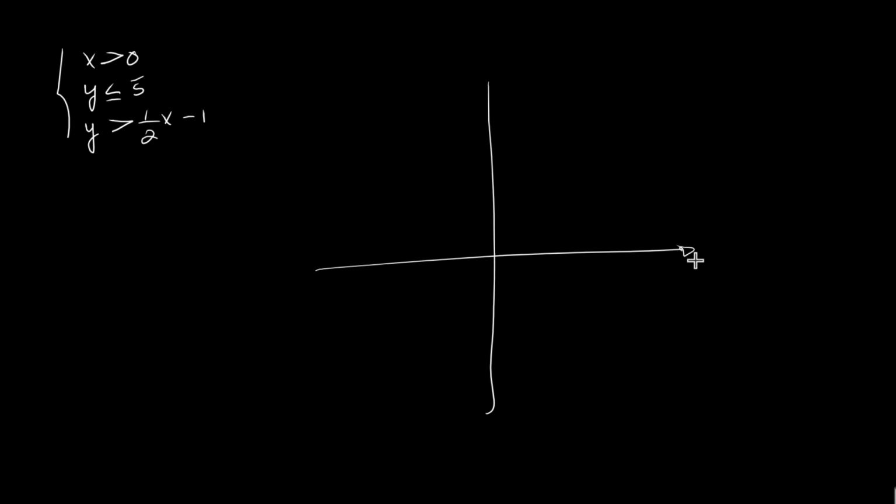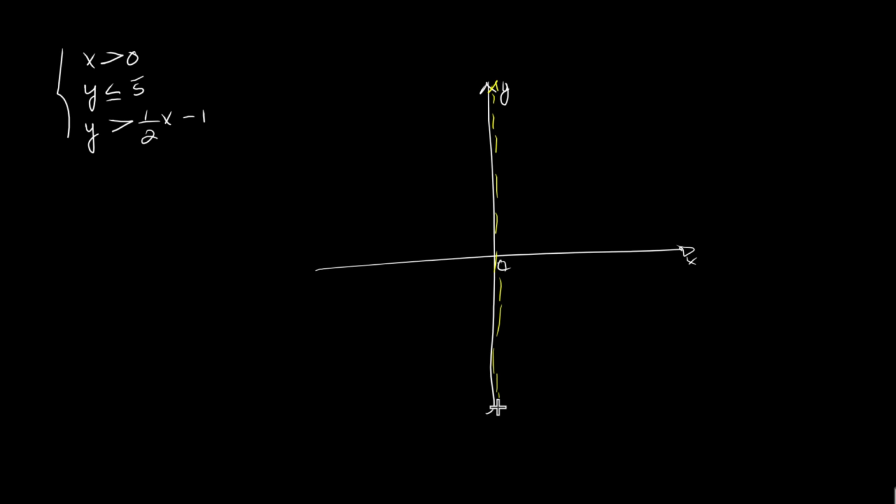Let's try one more. We have x is greater than 0, y is less than or equal to 5, and y is greater than 1/2 x minus 1. Start with x is greater than 0. That's a vertical line at 0, and since it does not include equality, we draw a dashed line.